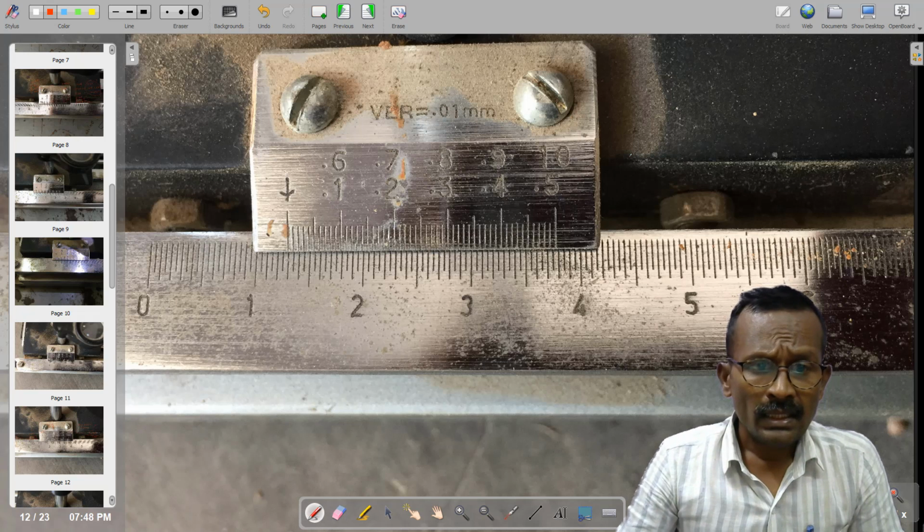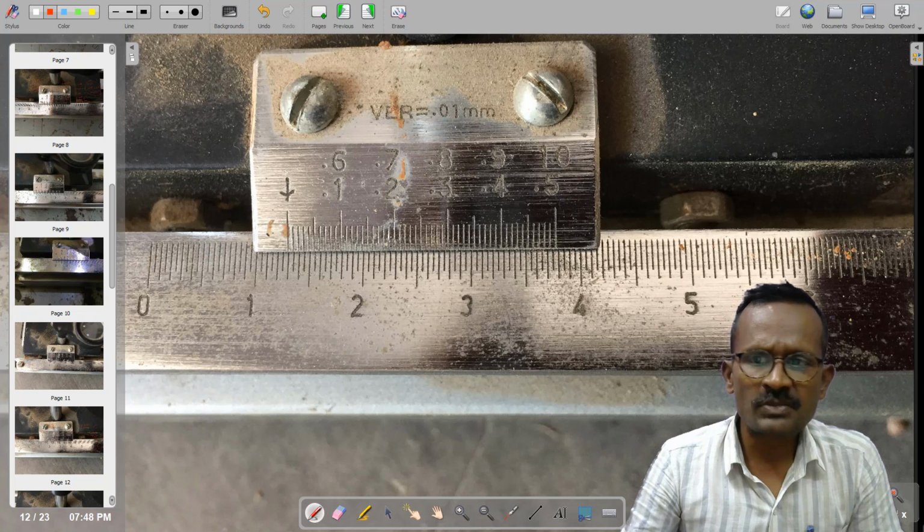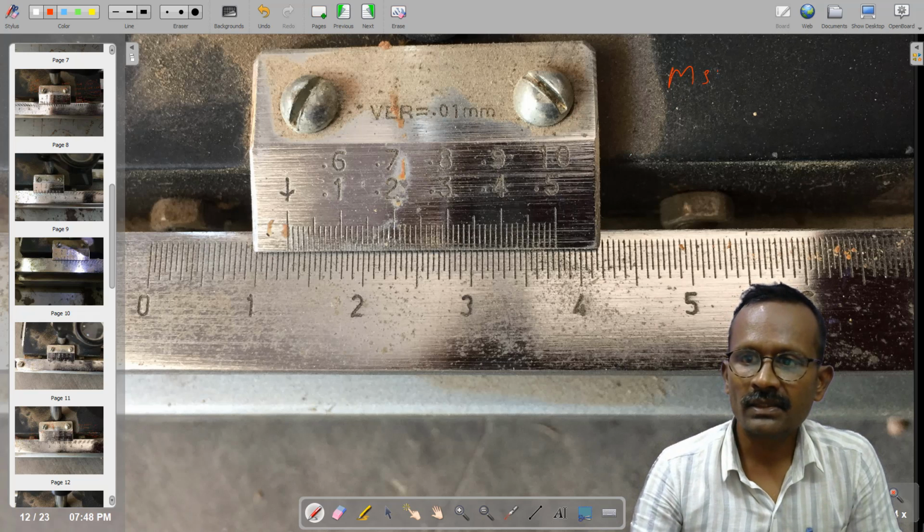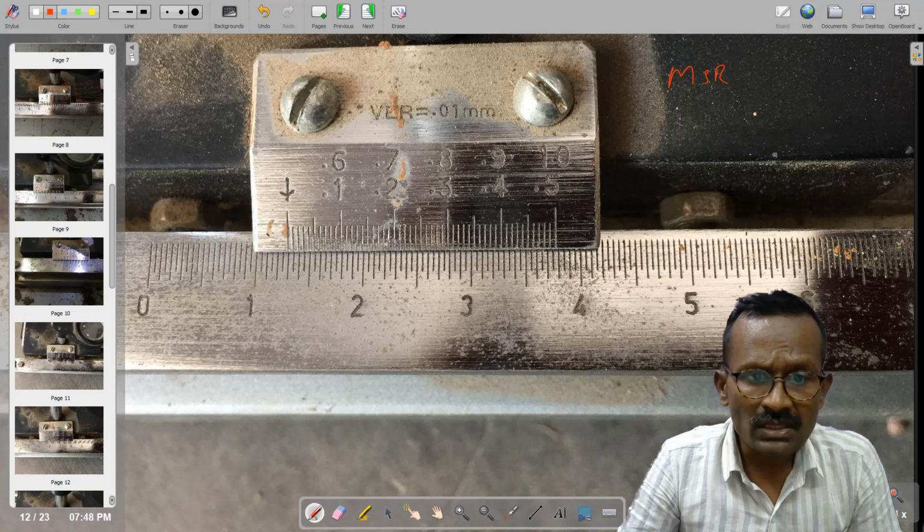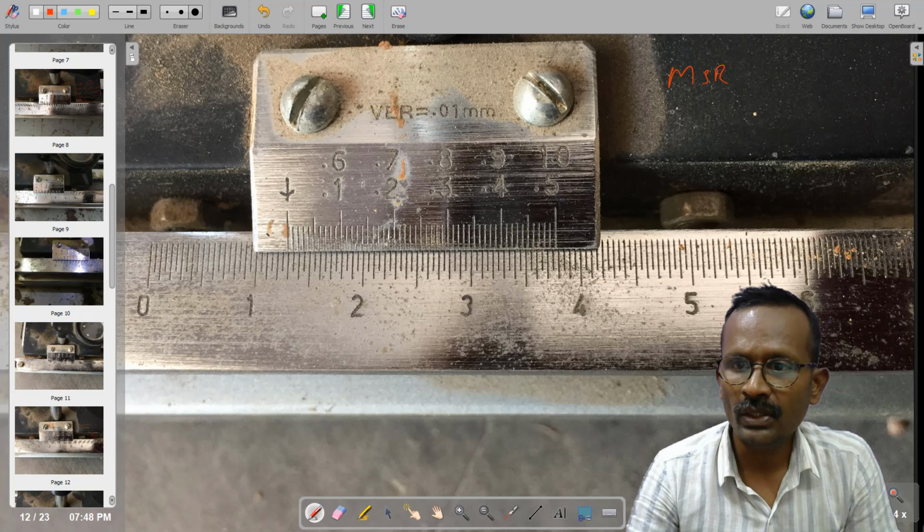Right. So, okay, I take this picture. What is the main scale reading of this picture? It crossed what? 1.25. It is lying between 1.25 and 1.3. We should take this one, the least value.